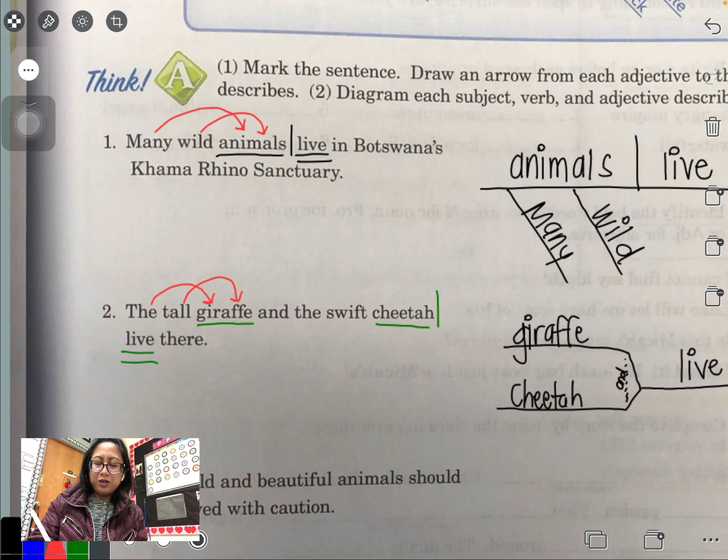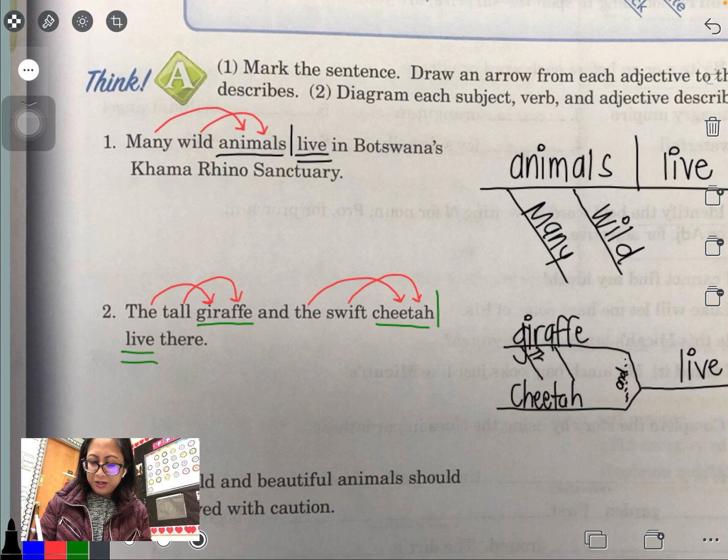Which cheetah? The cheetah. What kind of cheetah? Swift cheetah. Okay. So here's where it gets kind of complicated, and you'll have to do your best, given the space that we have. I'm going to draw parking lots because we have adjectives. So this is me just moving my iPad. I'm going to put 2 parking lots underneath giraffe. I know that's hard, but you can do that.